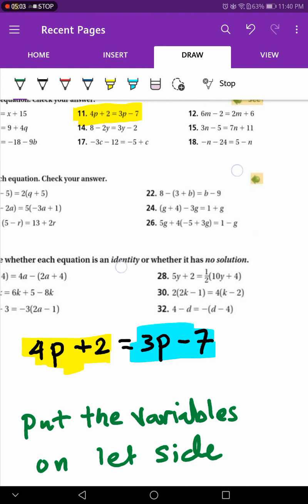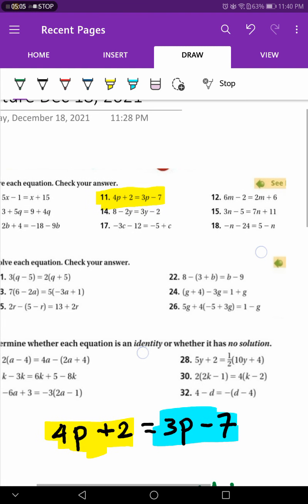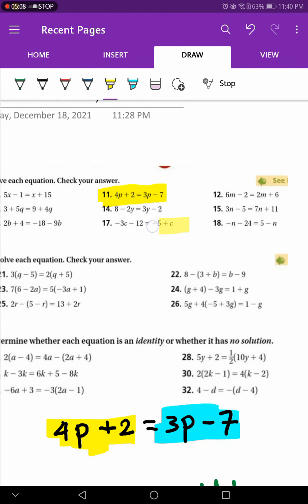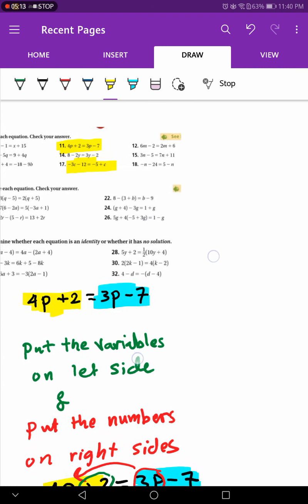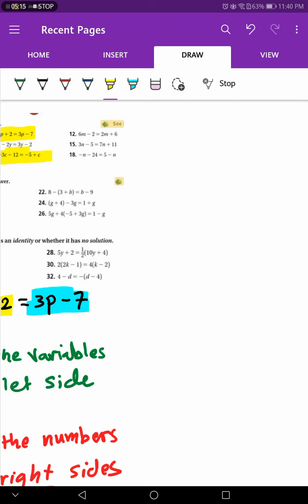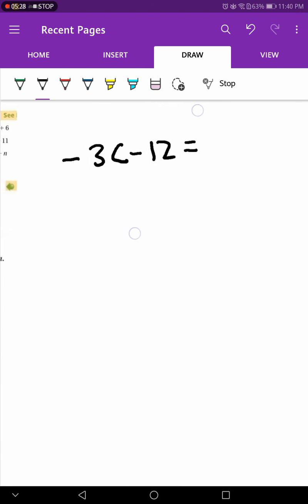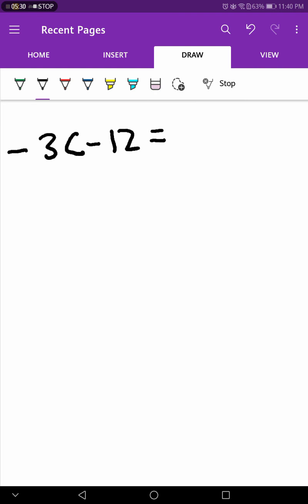Okay, we are in part 1. I will take 17 here. I will write it here beside me. It is negative 3c minus 12 equals negative 5 plus c. Negative 5 plus c. This is the left and this is the right.